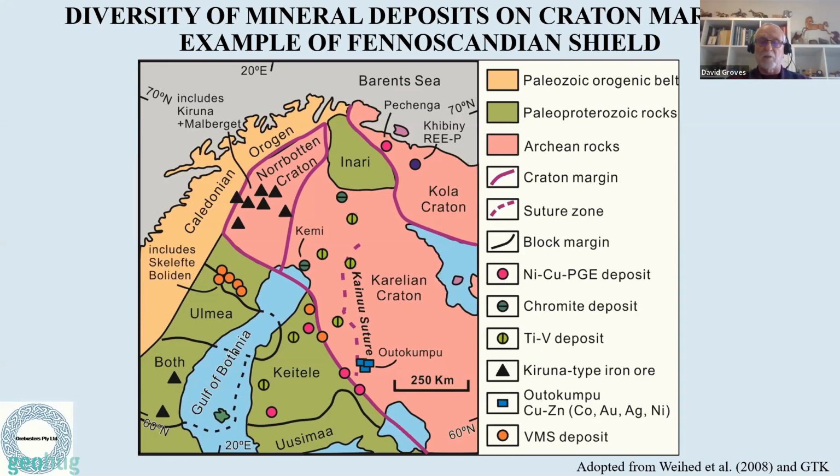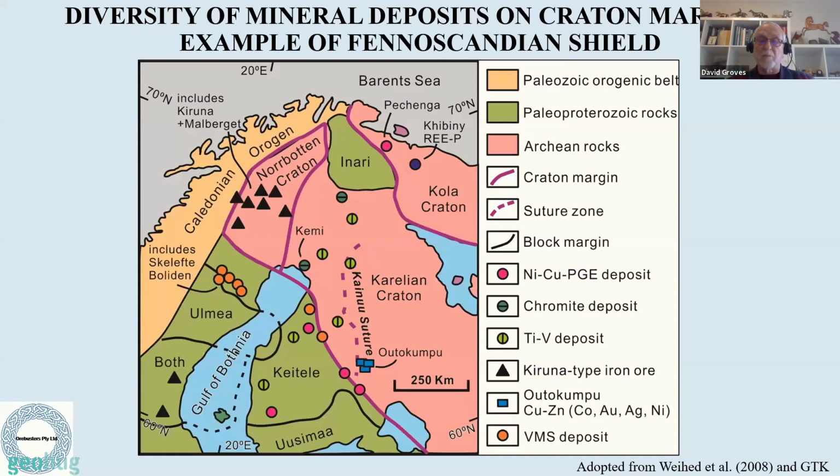Well, we knew that. This was one of the terrains that Wolf Meyer, he worked in Finland, at one of the universities there, Oulu University, so we knew this terrain very well. Chromite deposits, the largest chromite deposit in Europe is at Kemi, which is sitting on that boundary as well. Titanium, vanadium, Kiruna type iron ore, which we know, and Outokumpu, this extremely unusual copper zinc deposit with all sorts of other elements in it, again sitting on that margin.